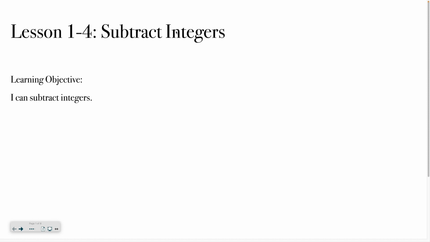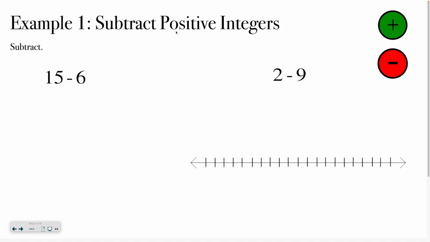Hello class, welcome to Pre-Algebra Lesson 1-4, which is all about subtracting integers. By the end of this lesson, you should be able to subtract integers. So let's talk through our first example, subtracting positive integers.